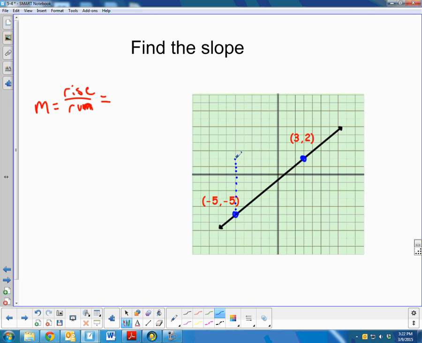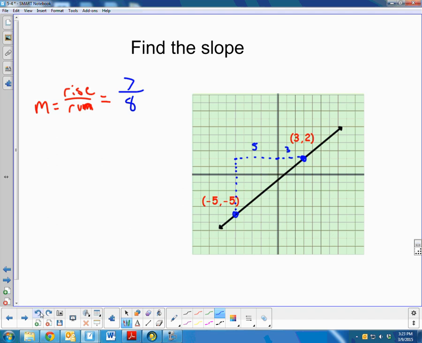So from -5 up to 2, that's 7. You could count. But really, from -5 up to 0 is 5, and from 0 to 2 is 2. So from -5 to 2 should give us a rise of 7. The run. So again, from -5 to 3, without even counting, we should know that from -5 to 0 is 5, and from 0 to 3, that's another 3, which gives us a run of 8. And so we can use those numbers to help us figure out the rise and the run. And this would be a positive slope because it's going up from left to right, and so it is a positive 7/8. So that would be the slope.